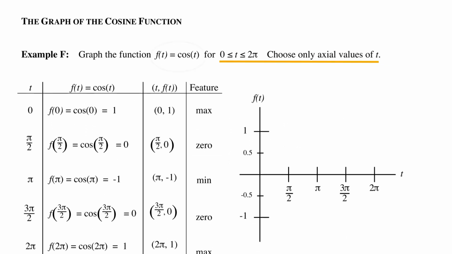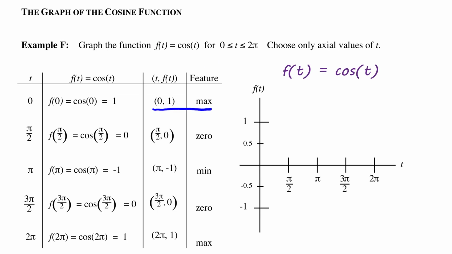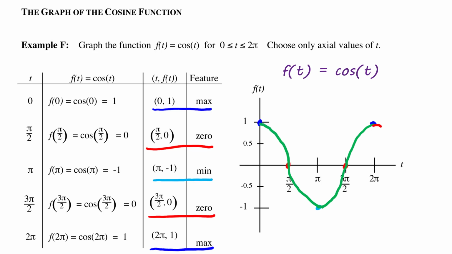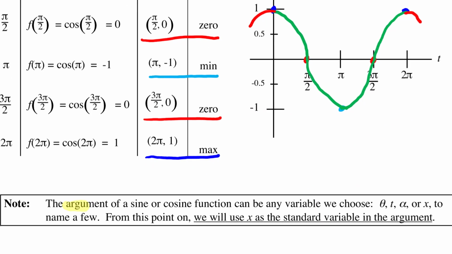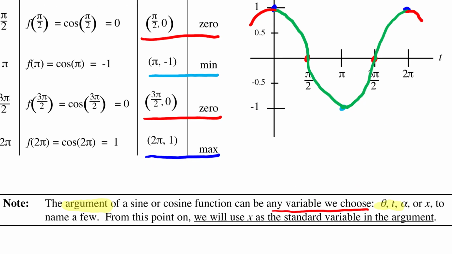Now here we see the parent cosine function, f of t equals cosine of t. And again, just using the regular axial measures on the unit circle, we're generating those important points on the graph of cosine. The max, the zeros, the mins. And once that's ready, we piece it together and also add a little bit on the right, a little bit on the left to indicate where the graph would be going if we continued. One more thing, note at the bottom here that the argument inside, we could use any variable. We've been using t, we could use theta or alpha, but we're going to start using x now.